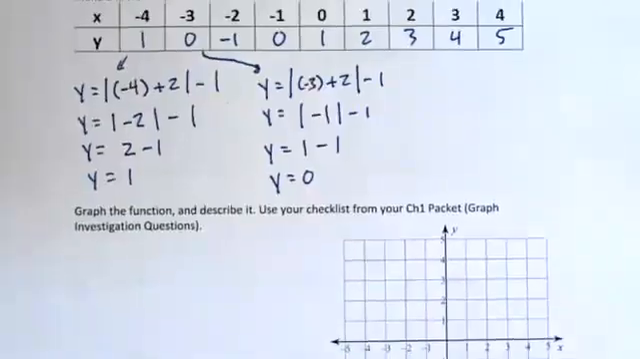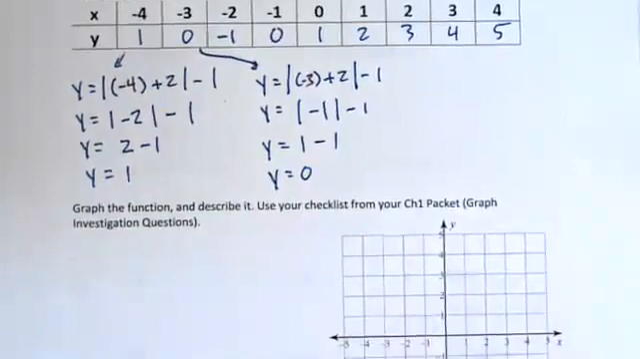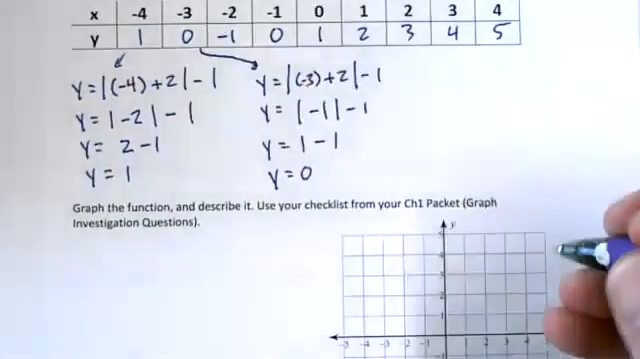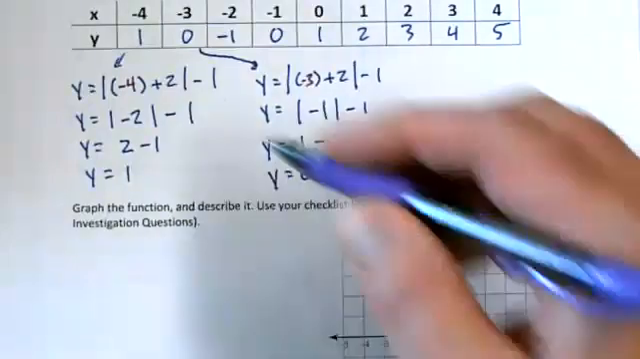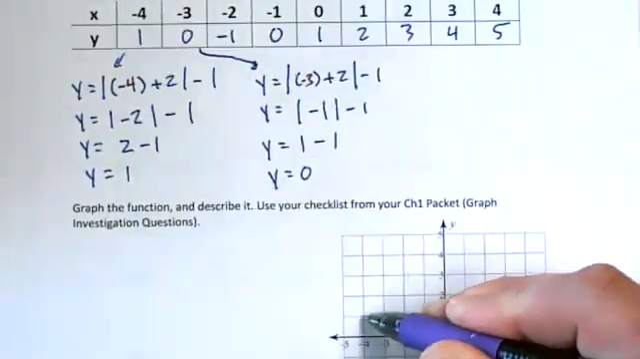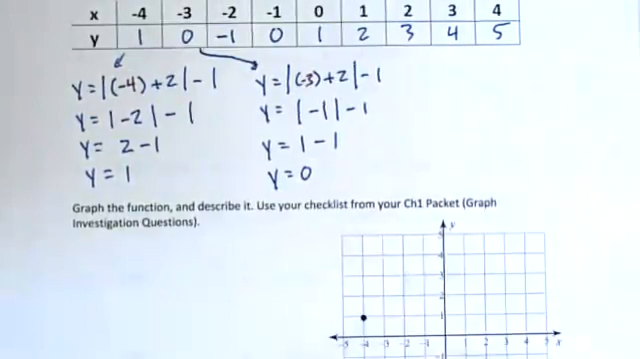Okay, so I've got my table filled out now. I'm going to go ahead and plot these points on my graph. So my first point has an x value of -4, y value of 1. So I'm looking for the point on my graph that would be -4, 1. So -4 in the x and 1 in the y would be that point right there. Go ahead and draw a dot there.